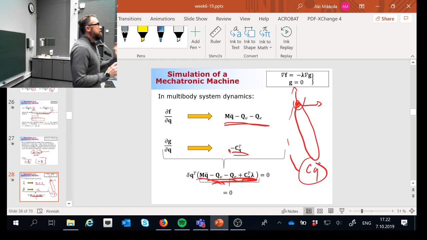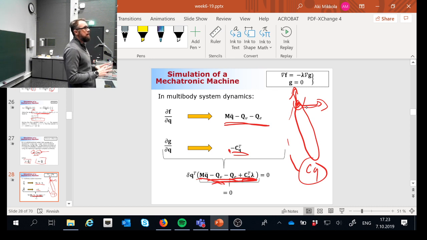What are their values, the numerical values? Obviously there are some force values in this direction and this direction, and those are expressed by the Lagrange multipliers. So Lagrange multipliers are reaction forces due to the constraints, and the Jacobian matrix tells where those constraint forces are located in your system. That's what it is. Okay.